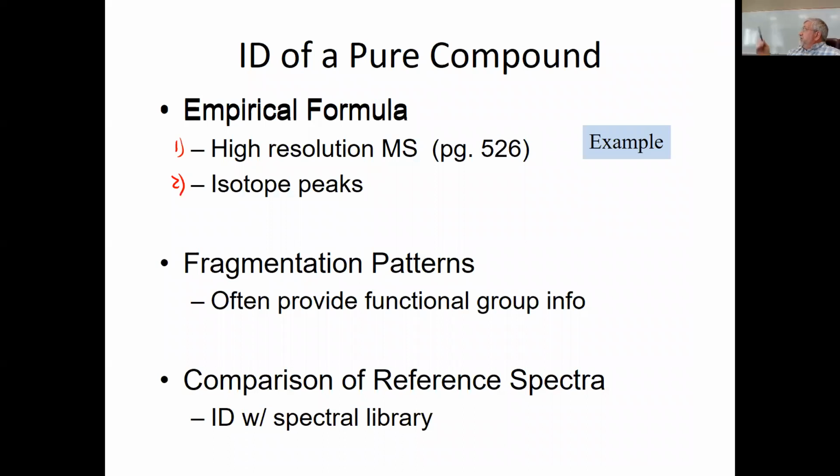Of course, the other is going to be using isotope peaks, so we're going to spend some time on that. Fragmentation patterns, what do they give us? How do they help us identify a compound? Well, they give us functional group information. You'll be able to see certain losses.